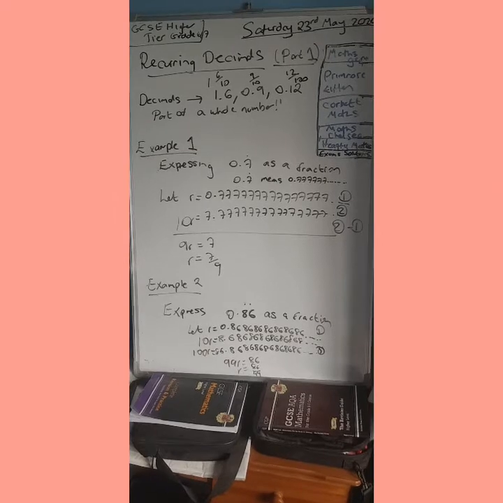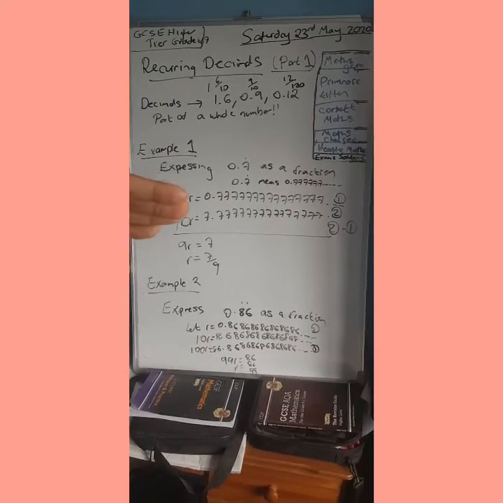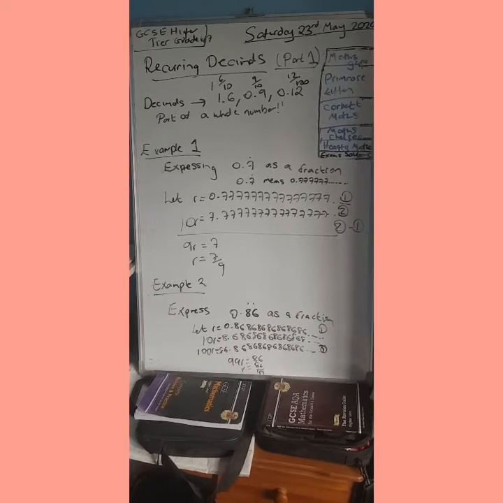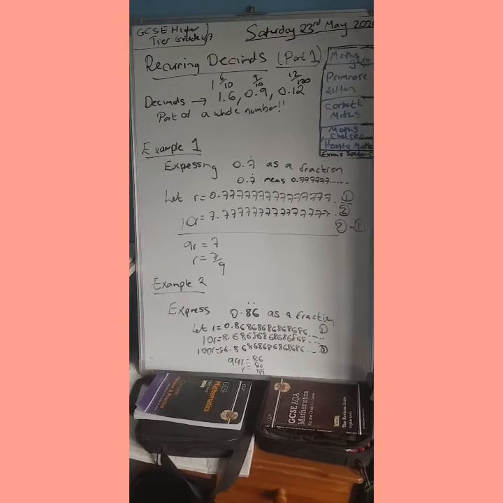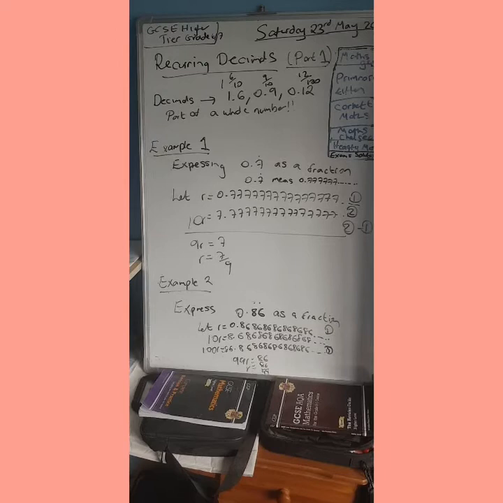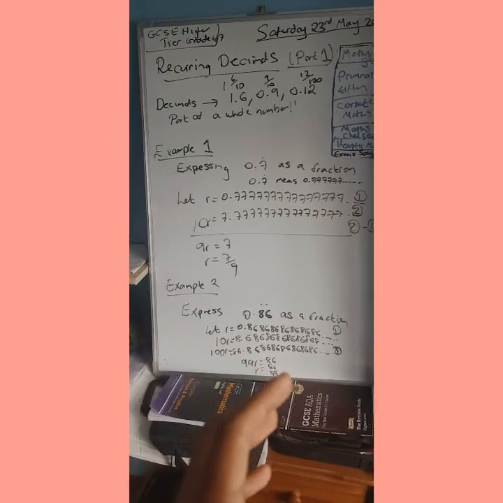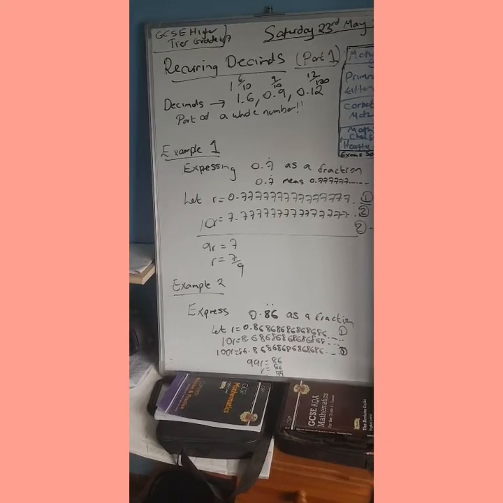So it's a nice little procedure. It's essentially an algebraic proof to show that you can express recurring decimals as fractions. Because sometimes you might be thinking, oh, hang on a second, if it goes on forever, then it's impossible to express it as a fraction.